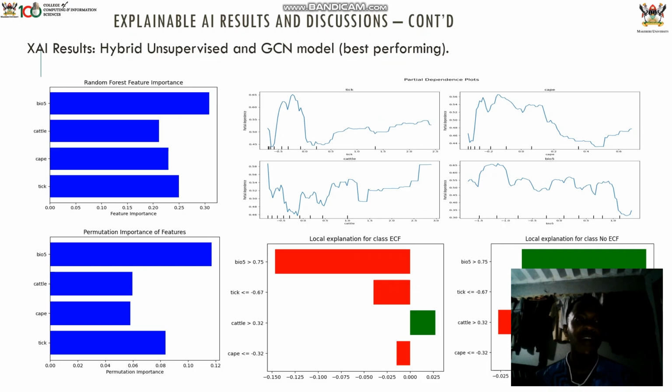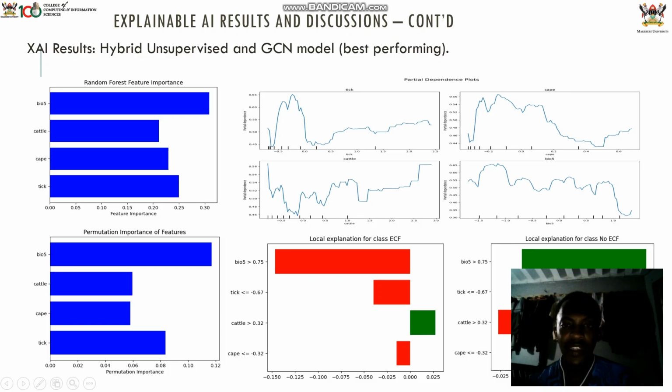Explainable AI is basically to get us to know why the model made certain decisions. And these are some of the visualizations we got from one of our best performing models. On the extreme left, we have a bar chart showing random forest feature importance, and it is useful to discover which environmental factors have the strongest influence on the ECF, the East Coast fever occurrence.